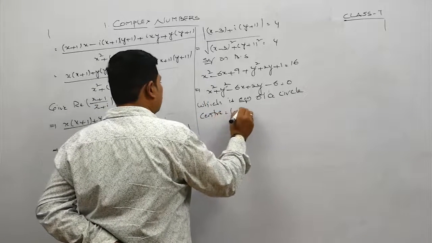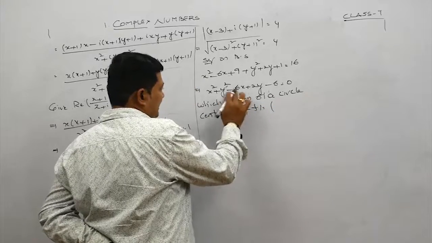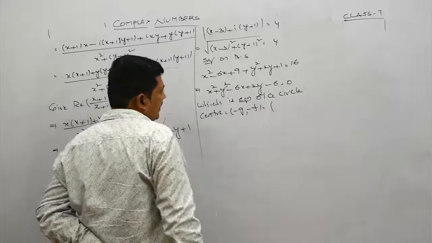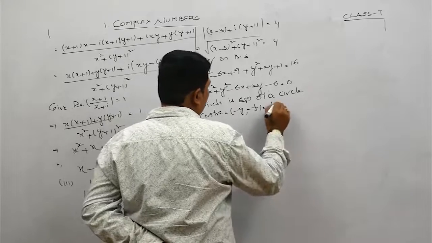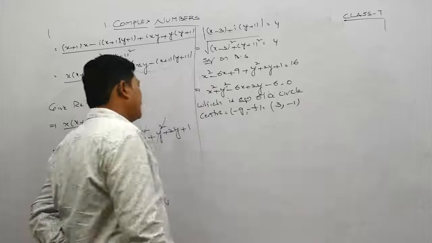is equal to (-g, -f). So here, -6 by -2, which is 3, and 2 by -2, which is -1.